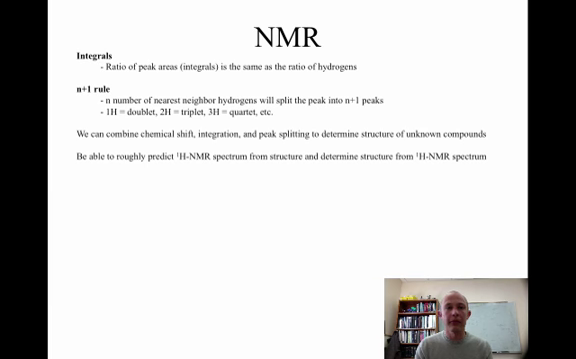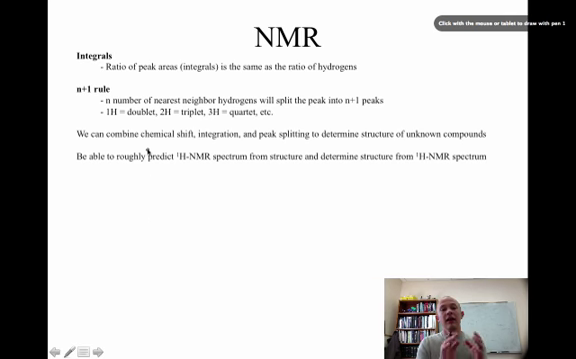Okay, so to summarize, we can use integration to determine the ratio of peak areas, which gives us the ratio of the hydrogens in the molecule that we're studying. The n+1 rule is really important. N is the number of nearest neighbor hydrogens, and that's going to split that peak into n+1 peaks, right? So if we have 0 nearest neighbors, we're going to get a singlet. If we have 2 nearest neighbors, we're going to have a triplet. If we have 3 nearest neighbors, we're going to have a quartet. If we have 1 nearest neighbor, we're going to get a doublet.